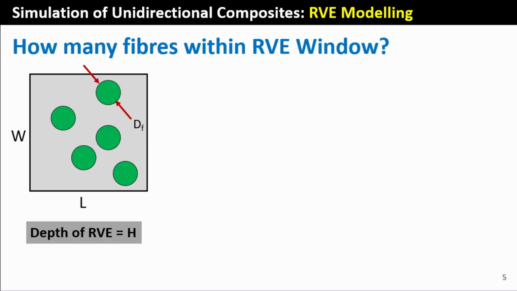So basically, the way to think about this is we've got a fiber. This is a typical RVE with a diameter of fiber specified. We don't know how many fibers will fit into this window. We know the length and width. We choose a length and a certain width. Like I said at the beginning, we're going to be modeling at 100 microns. So the length and the width will be 100, 100, as well as the depth of the RVE, 100.